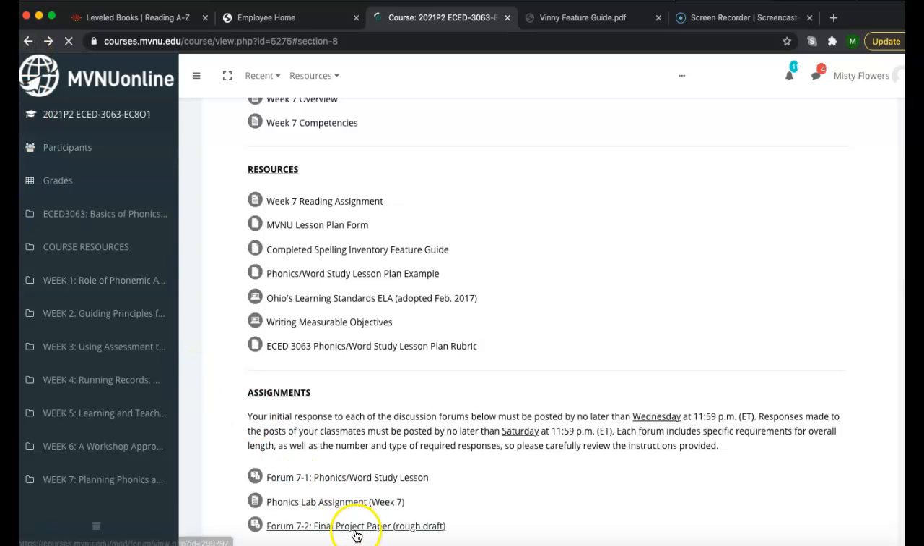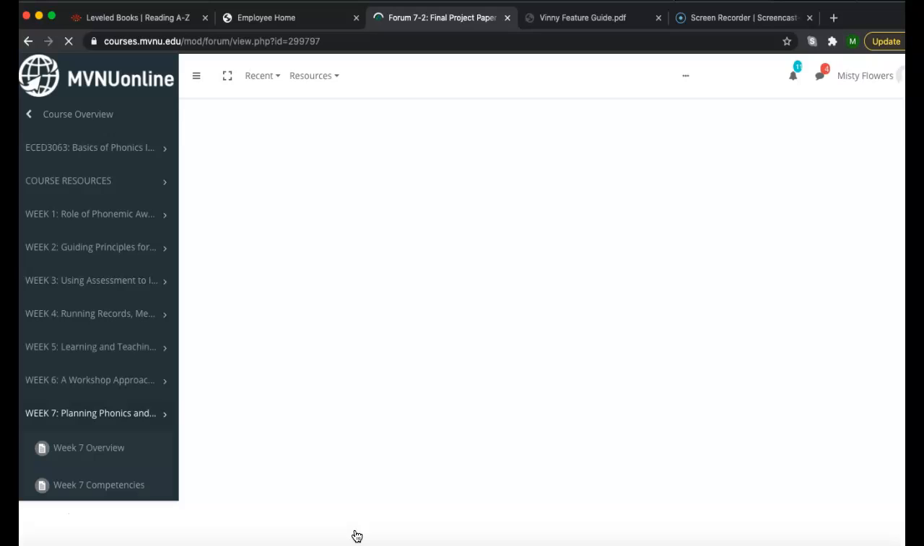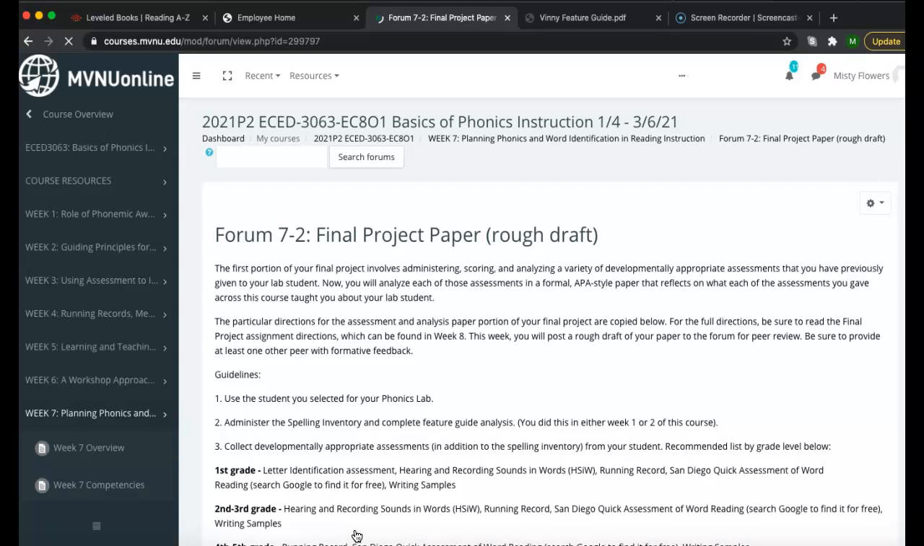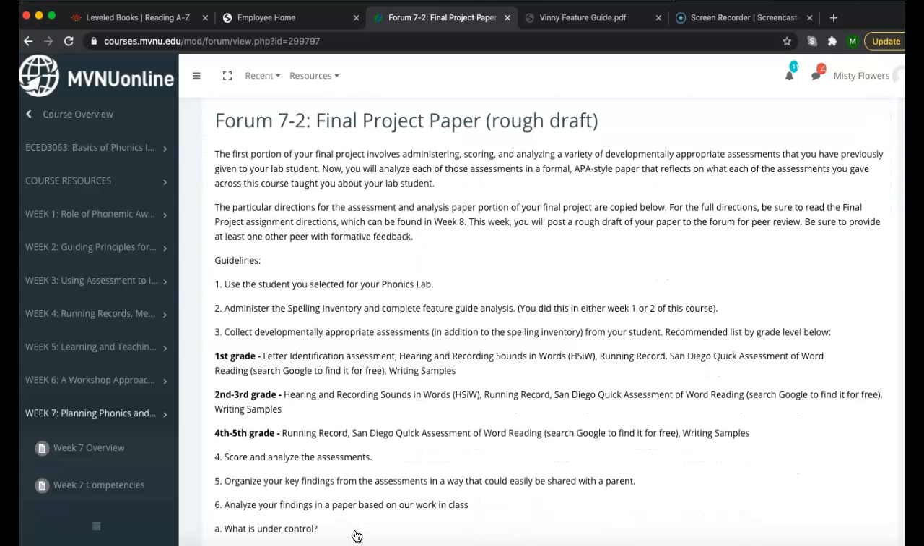Now let's look at Forum 7.2, which is a rough draft of your final project paper. The first portion of your final project involves administering, scoring, and analyzing a variety of developmentally appropriate assessments that you have previously given to your lab student. Now, you're going to analyze each of those assessments in a formal APA paper that reflects on these assessments and what it taught you about your lab student.